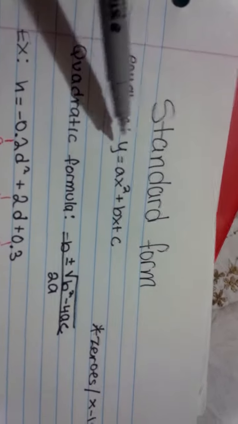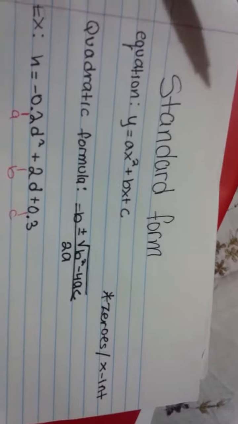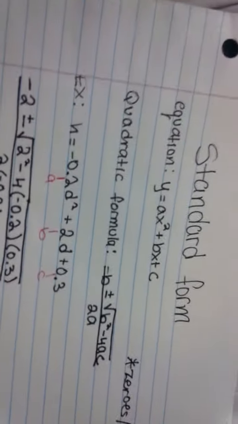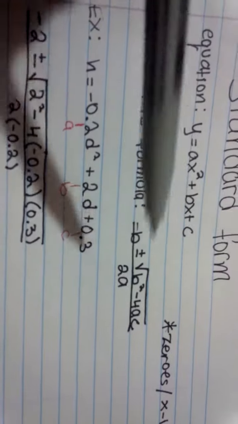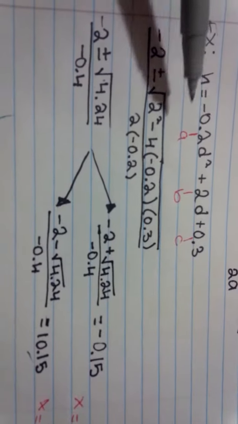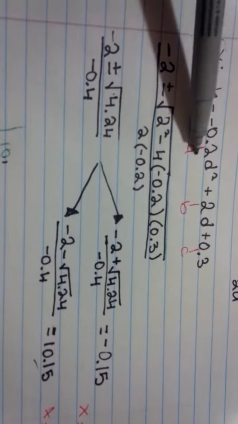The standard form equation is y equals ax squared plus bx plus c. And in this case, it's similar to the factored form equation because in both of them, we're finding the zeros or x-intercepts first. But in factored form, the x-intercepts are given to you. In standard form, you have to find them using the specific formula, which is the quadratic formula, which is negative b plus or minus the square root of b squared minus 4ac, all divided by 2a. The example that we used, we substituted for it. So negative 0.2 was a, 2 was b, and 0.3 was c. We solved for it and we got our two x-intercepts.